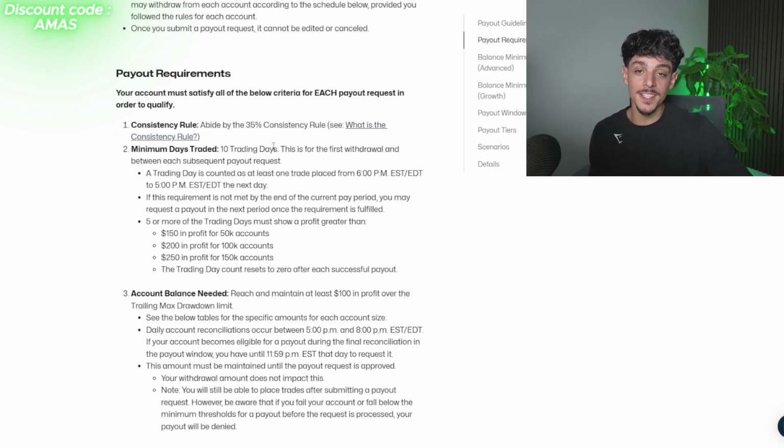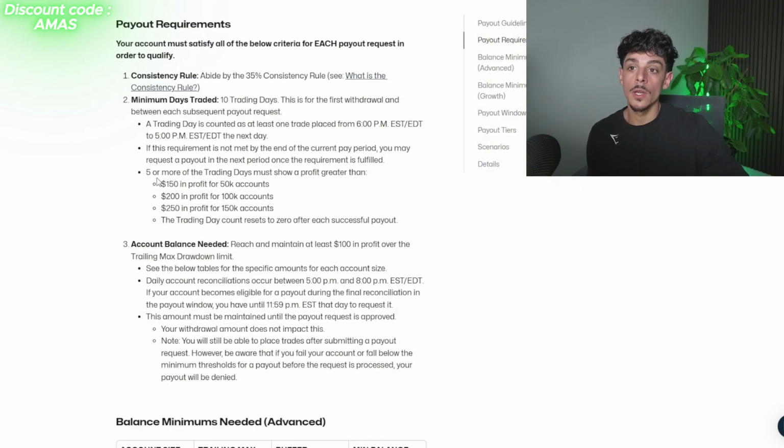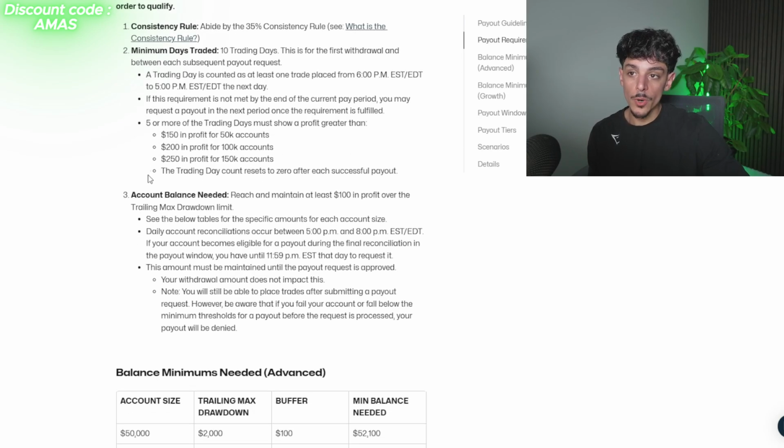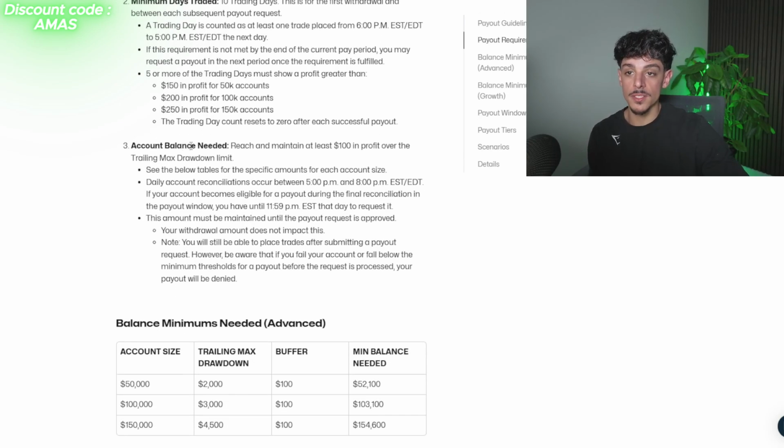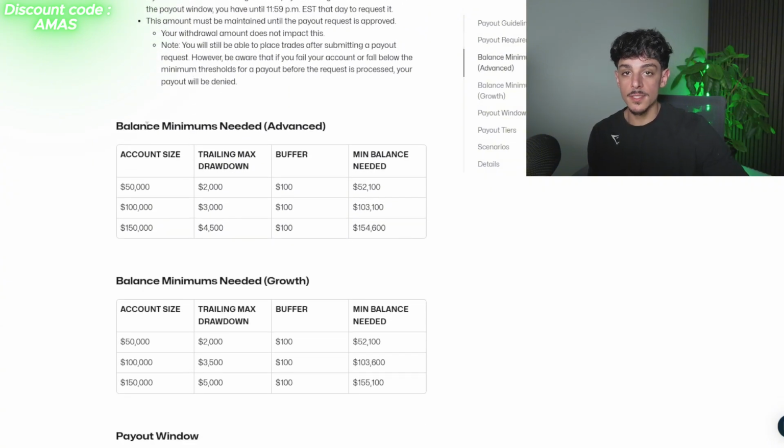You need to trade 10 days before requesting any kind of payout. Also, right here, you have a minimum account balance needed to request payouts. This is what we're going to see here. So on the advanced and on the growth accounts, they're a little bit different. On the 50Ks, they're the same, but the bigger the account, the harder it becomes to get a payout on a certain account. So the minimum balance needed is different.